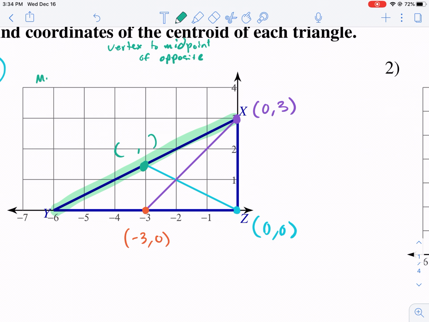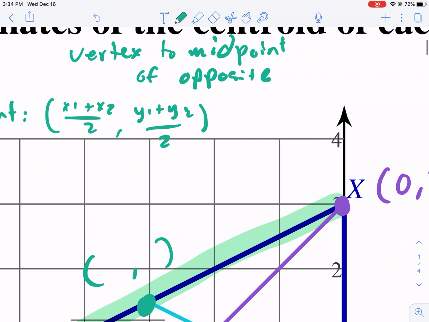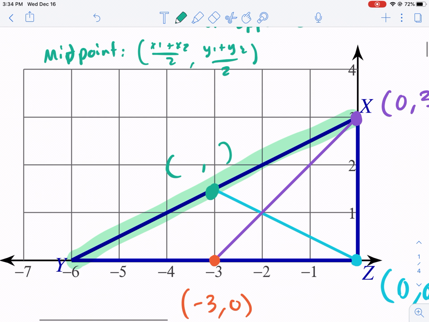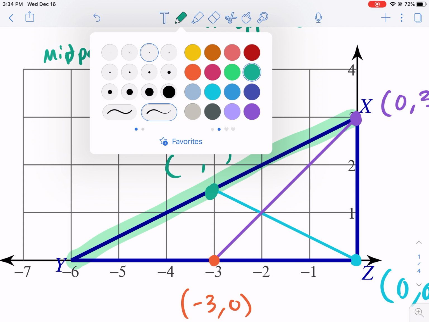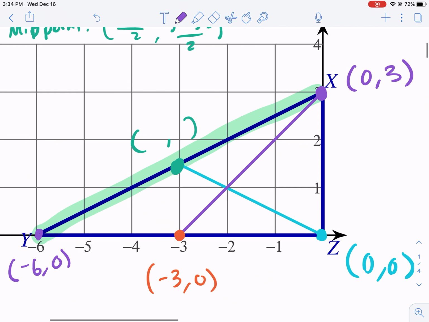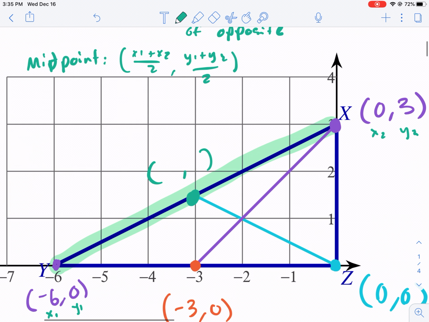Now, let's say you didn't know how to find -3, 0, and you wanted to find the midpoint. The midpoint is according to this formula: x1 plus x2 divided by 2, and then y1 plus y2 divided by 2. So I'm going to zoom in on that. We have to label our two points of that line. I highlighted that whole line in green. Those two points, I'll make both purple: -6, 0, and then 0, 3. What I need to do now is choose which one's x1, y1, and which one's x2, y2. It doesn't really matter which one you call x1, y1, as long as you keep the x1 and y1 together.